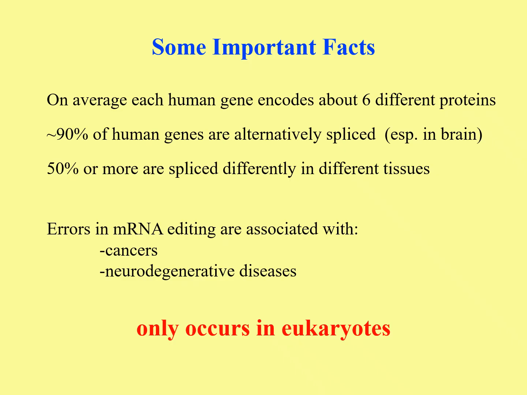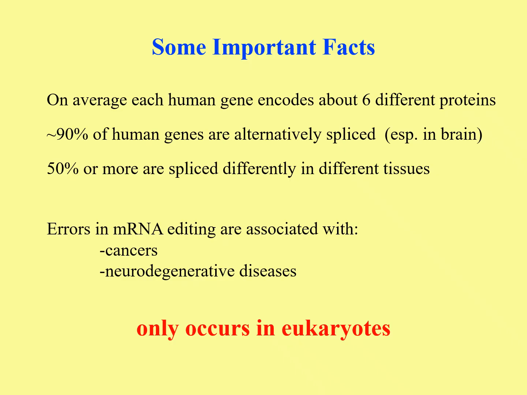This slide contains some basic facts about this topic. On average, each human gene encodes about 6 different proteins. About 90% of all human genes are alternatively spliced, and this is especially prevalent in the human brain. 50% or more of genes are spliced differently in different tissues. So this is not a rare occurrence, but is typical for genes in humans.